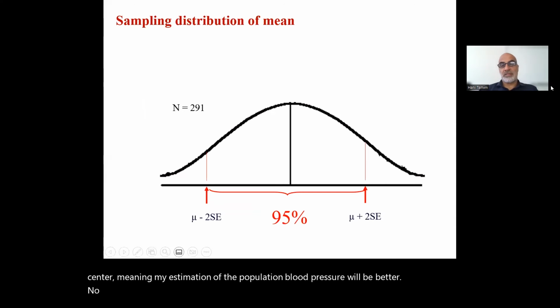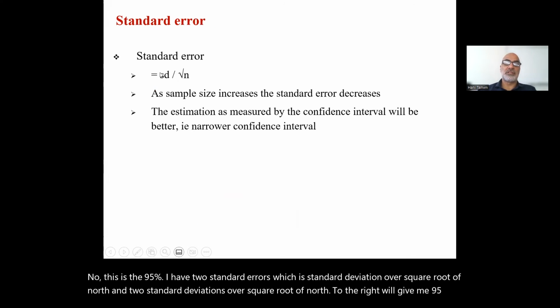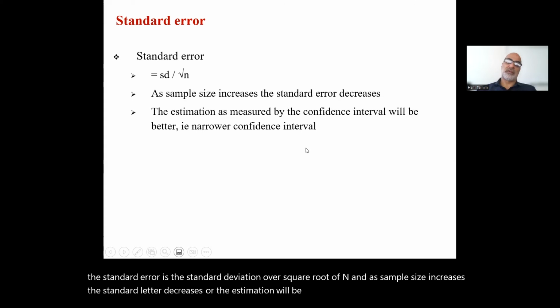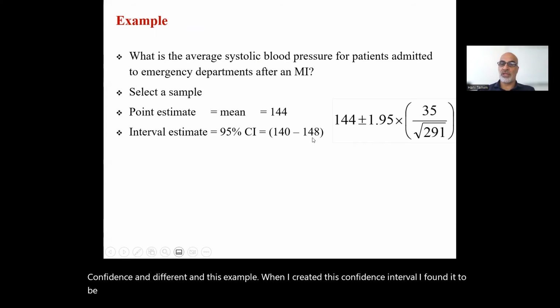Now, this is the 95%. I have two standard errors, which is the standard deviation over the square root of n, and two of them to the right will give me 95%. The standard error is the standard deviation over the square root of n. As sample size increases, the standard error decreases, or the estimation will be better, and thus I'll have a narrower confidence interval. In this example, when I created this confidence interval, I found it to be 140 to 148.